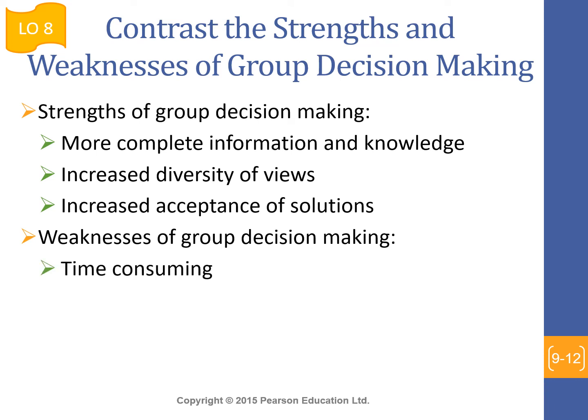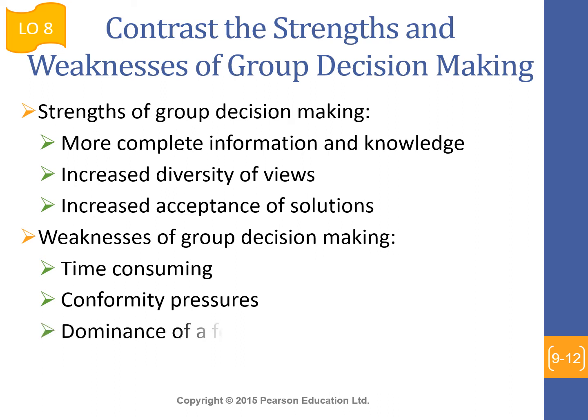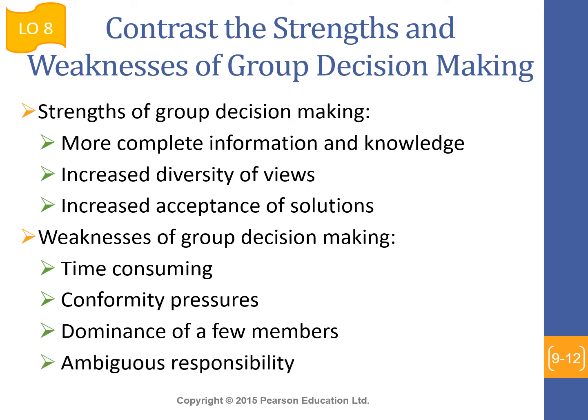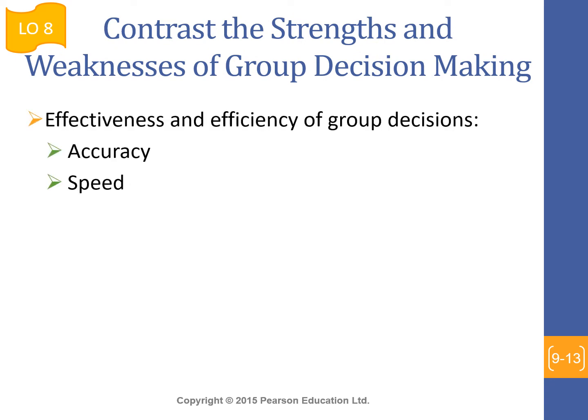but the weaknesses are time consuming, because there are so many persons, everyone wants to talk about their opinions and their views, so this will cause time consuming. Conformity pressure, because semua orang nak suarakan idea, semua orang nak idea dia diterima kan, so ada conformity pressures. And dominance of a few members, sometimes idea tu tak diterima pakai sebab dia bukan siapa-siapa dalam group. Okay, ambiguous responsibility, people doesn't know their roles and responsibility in that particular group. Okay, effectiveness and efficiency of group decision, accuracy and speed, creativity, acceptance.